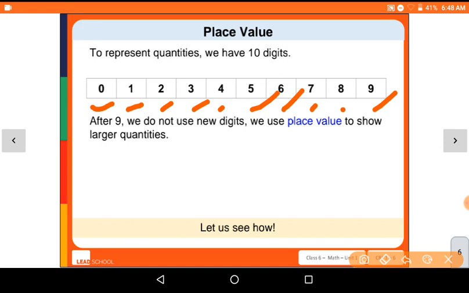So we use place value to show larger quantity. यदि हमें larger quantity को डिस्प्ले करना है, तभी हम इस प्लेस वैल्यू को यूज करेंगे. सो दिस आर द ऑल 10 digits. It's our one kind of the place values over there.